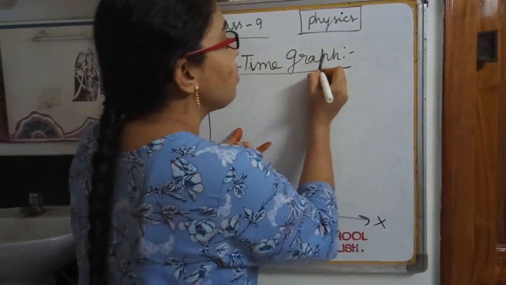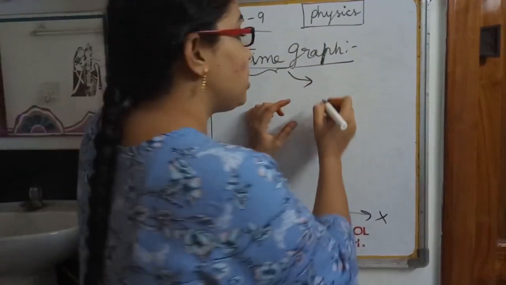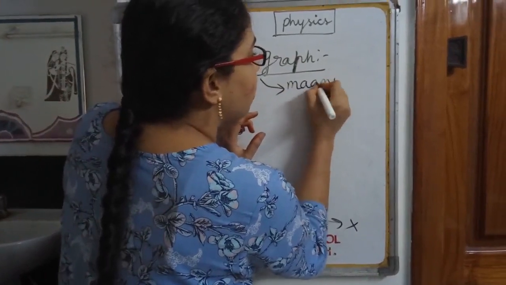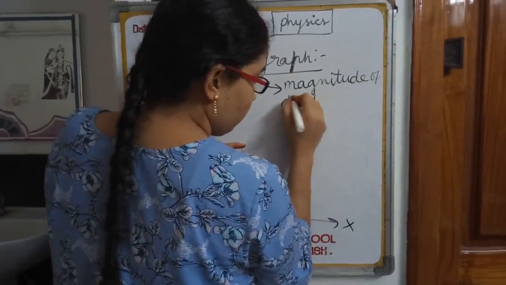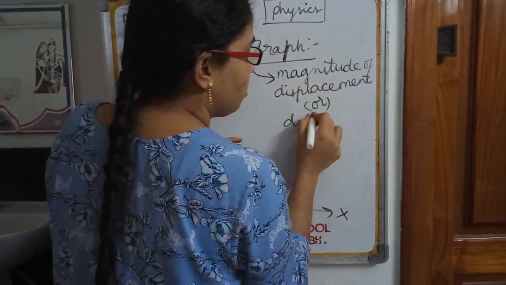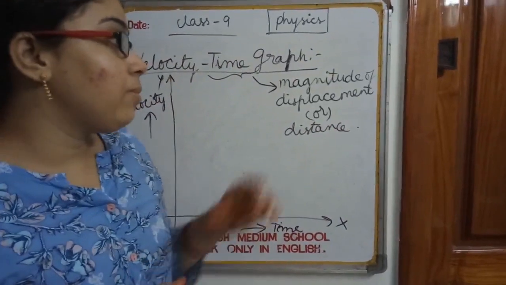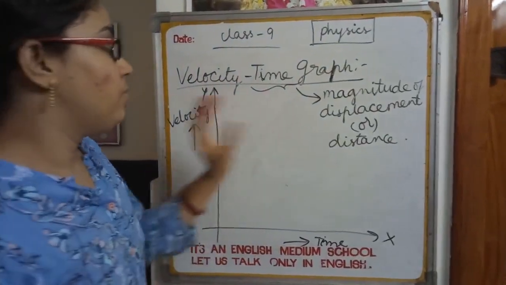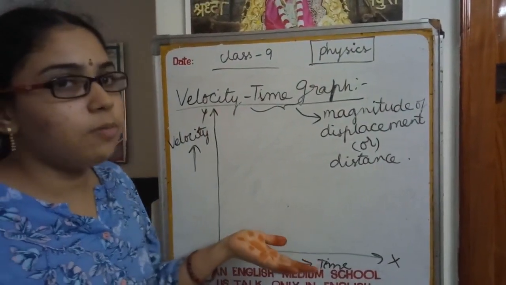And what is the use of this velocity time graph? That also you should know. The velocity time graph is used to determine the magnitude of displacement. That is nothing but distance. Whereas the distance time graph is used to determine the speed of an object.